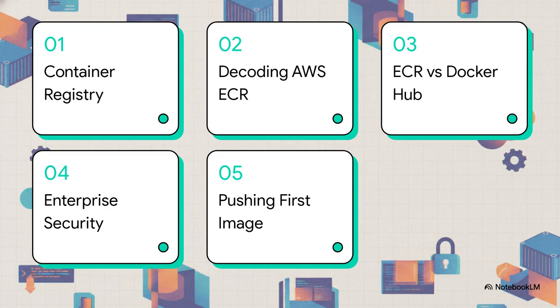So, here is our roadmap for this explainer. First, we'll meet your container registry, decode AWS ECR, compare ECR to Docker Hub, check out enterprise-grade security, and finally, push your very first image.